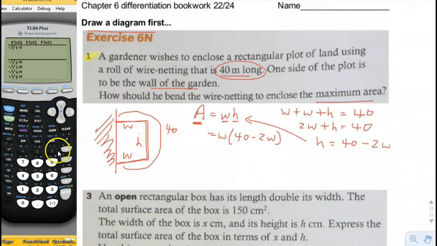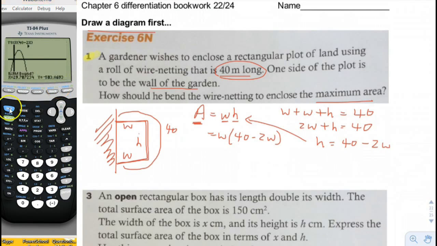And now we can graph that. And when we do, instead of W, we have to put X, right? 40 minus 2X. I'm going to graph it. And it's going to be a quadratic. And whoop, it's going off the screen. So we can adjust that by changing the window size. So the X max, let's change it to something like 100 so that we can see more.